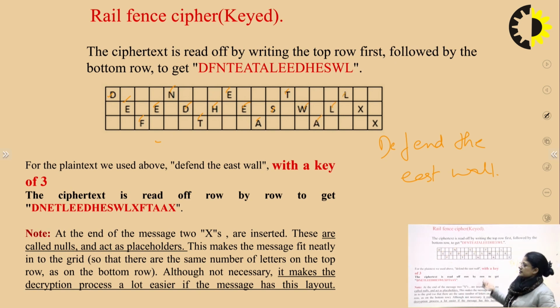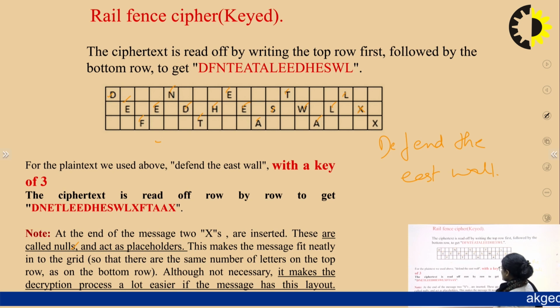In this example, we have the option of whether to leave the remaining blocks as they are or to fill them up with null characters. This is an example where we are filling it up with 2 null characters, which we are taking as X, and these are called nulls or placeholders. Why do you go for this? It is only so that the entire thing fits in the grid more easily, and if you're going for null character insertion, it makes the coding or the algorithm for encryption and decryption much easier.